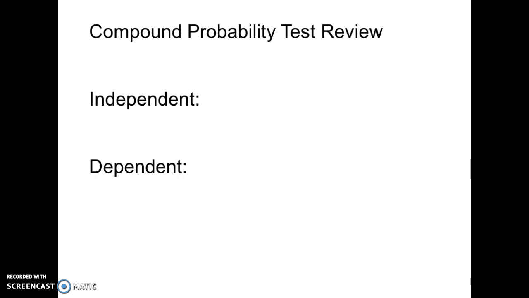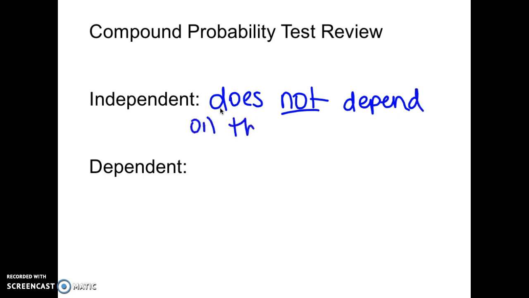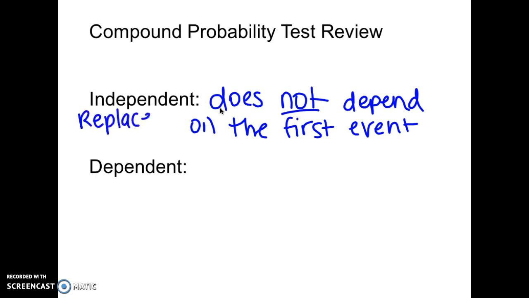Remember, an independent event does not depend on the first event. So rolling a die or flipping a coin, those are examples because I can't take away one of the numbers on the die. There's always going to be 6 numbers on the die. There's always going to be 2 sides of the coin. If they say that you replace cards or letters, that is independent because you're putting it back and there's exactly the same amount of options at the beginning than there was at the end.